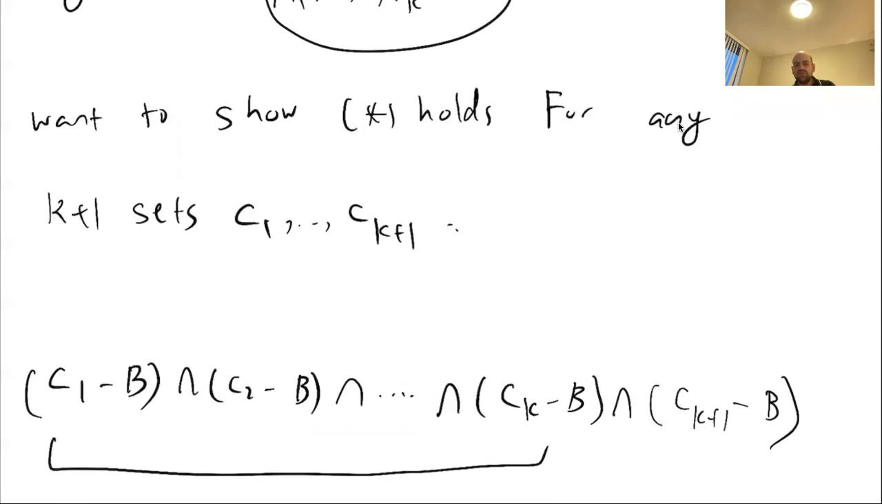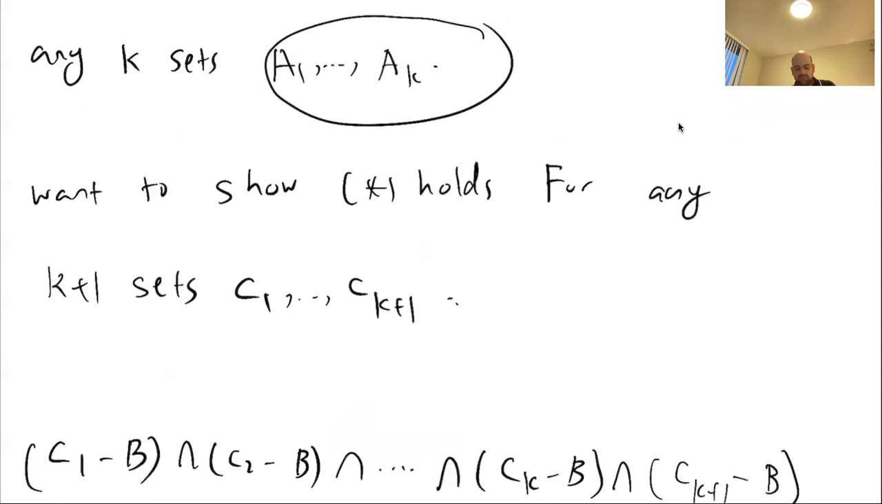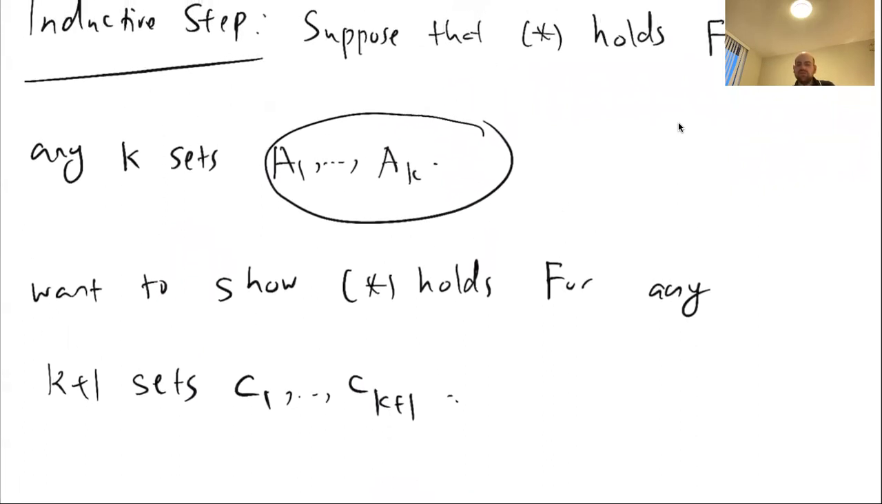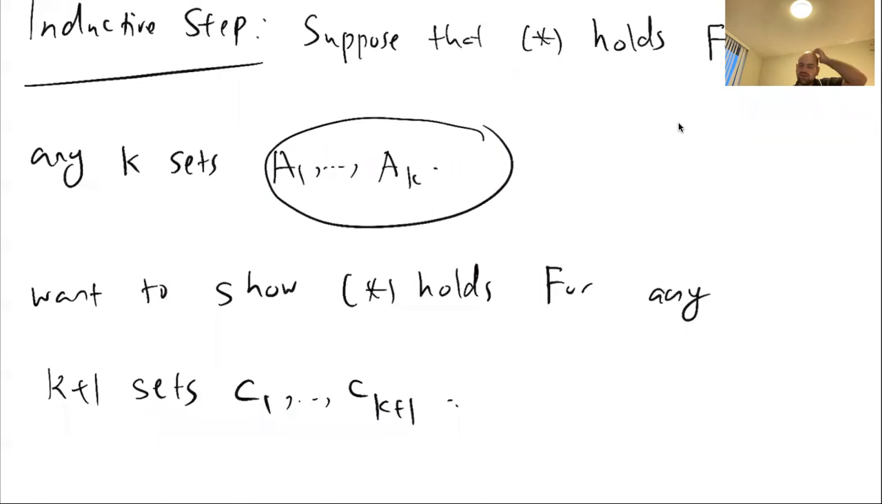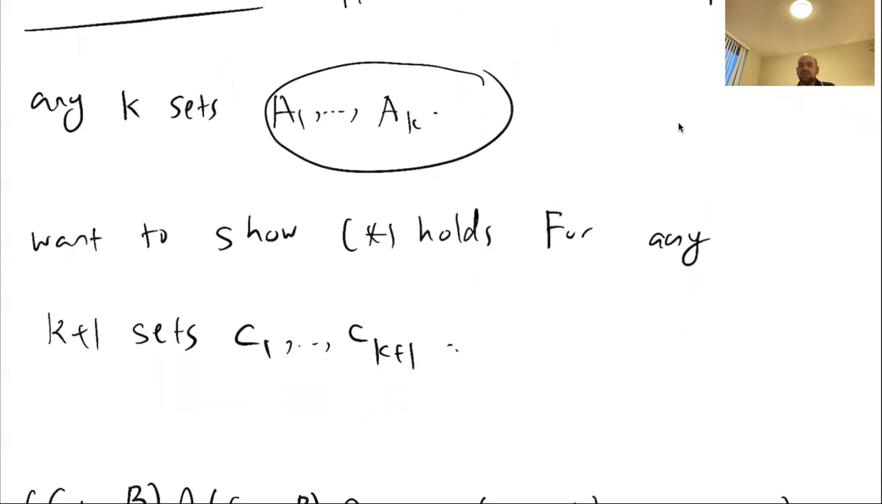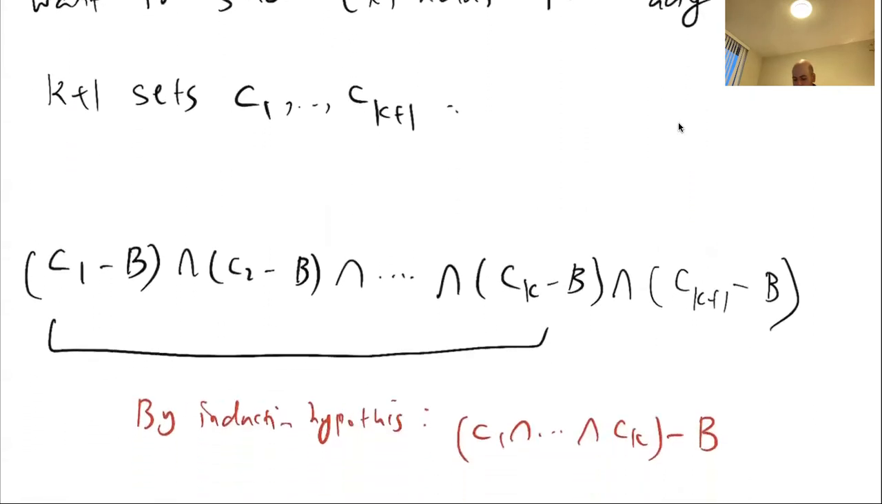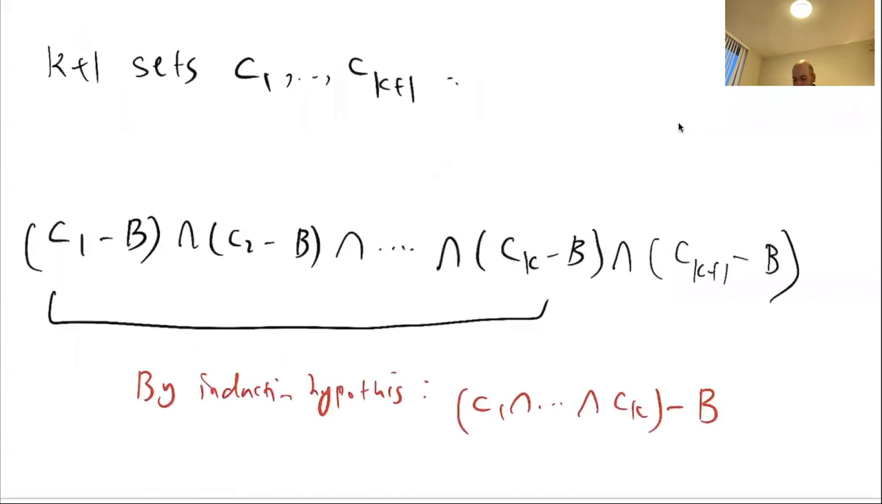Now these k plus 1 sets could be unrelated to the ones that we consider in the induction hypothesis, A1 to Ak. So these are any collection of k plus 1 sets. And because the letter A has already been used, I'm using a new letter, C1 to C(k+1). Okay, and then I have to show that the equality star holds for these k plus 1 sets.